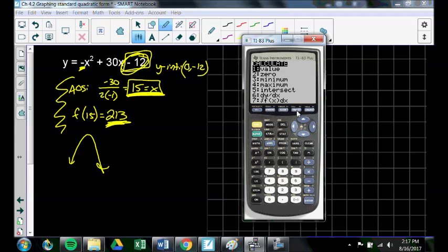Second trace gives me all these options. Like if I want to find the maximum, that's the fourth option. That's to find the vertex. It gives me this little spider thing. I scroll to the left, so I'm on the left side of the vertex. See that says left bound?